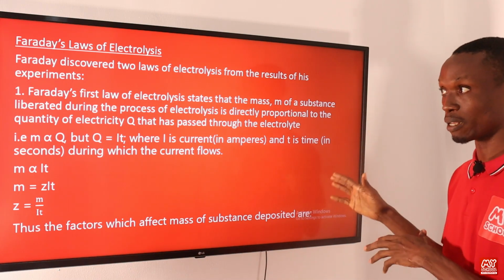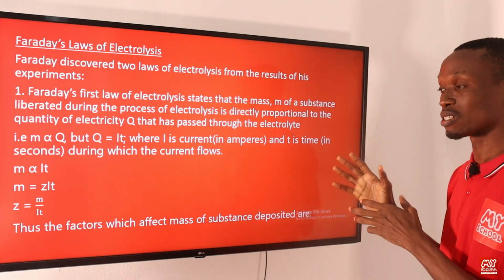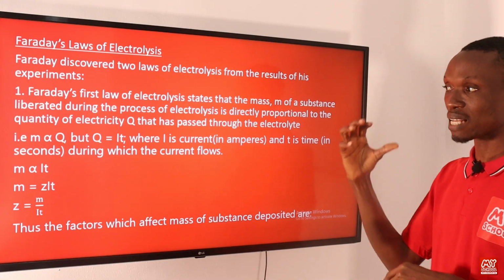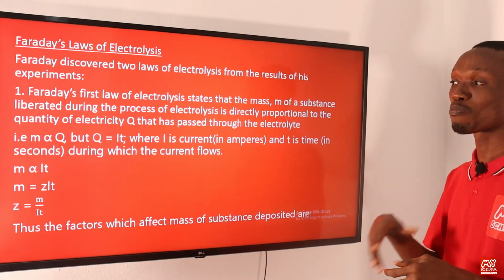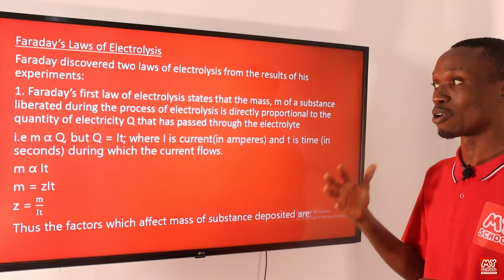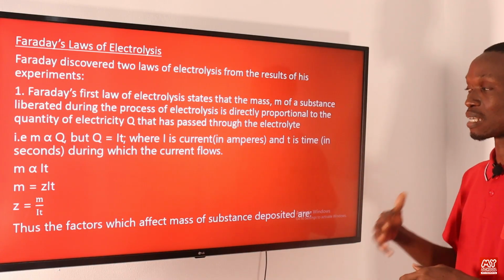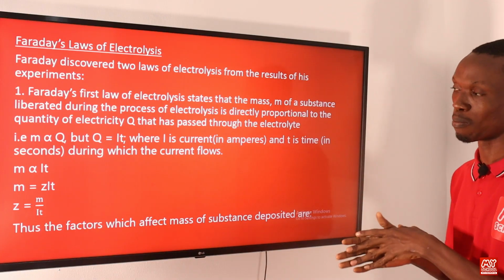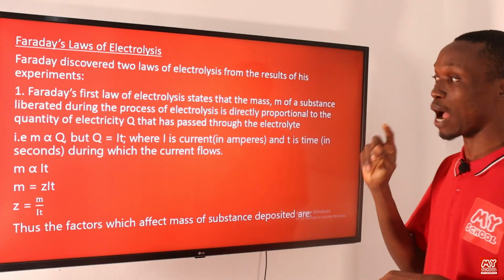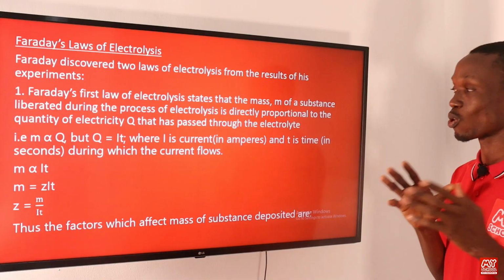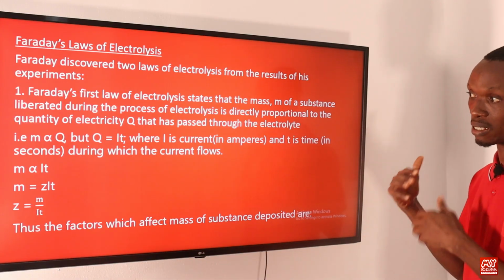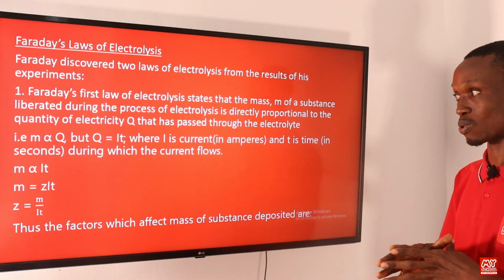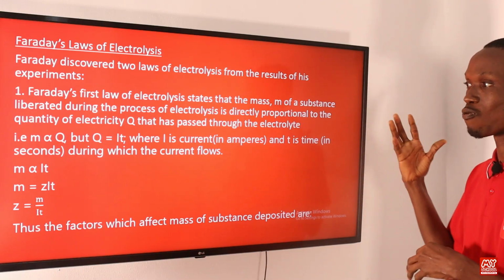So mathematically, what Faraday's first law of electrolysis is telling us is that the mass of the substance deposited during the process of electrolysis is directly proportional to the quantity of electricity that has passed through the electrolyte. But remember that Q = It, where I is current, and current is in amperes, and t is time, and time is measured in seconds, during which the current flows.